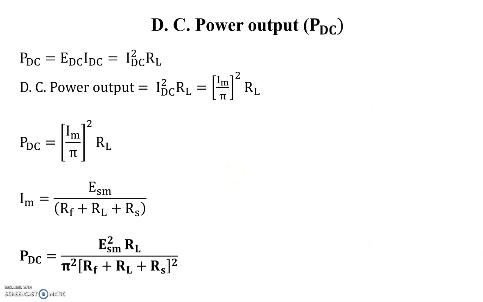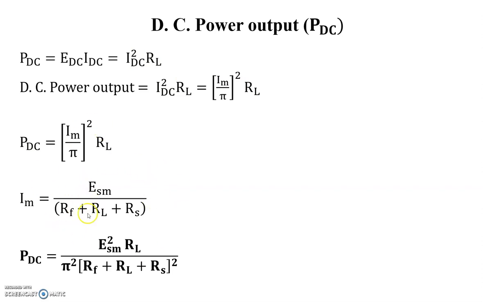Next one, the parameter DC power output. What is the DC power? Power is generally voltage into current. The voltage in terms of Ohm's law is I into R, so substitute this: I square DC into RL. So the DC power output is IDC square into RL. You already know IDC, just substitute and then find out the PDC.